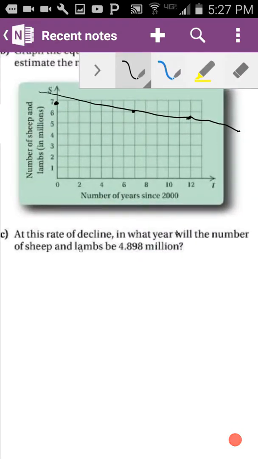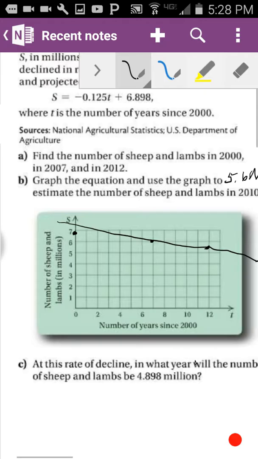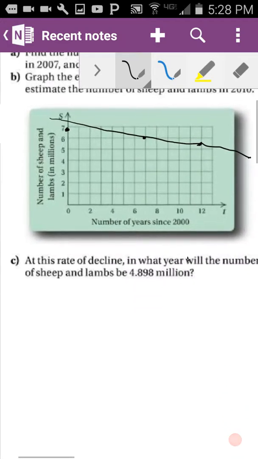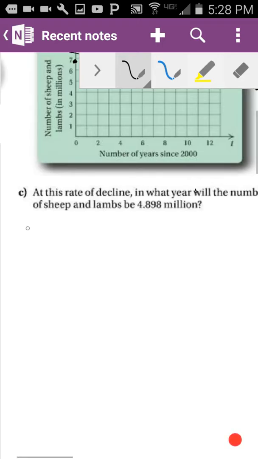And then it asks, at this rate of decline, in what year will the number of sheep and lambs be 4.898 million? And you can't really tell that. Well, I guess you could guess it, except that your chart didn't go out that far. So what you have to do is go back to your equation. S equals -0.125t + 6.898. Only this time we know S. S is 4.898 million.